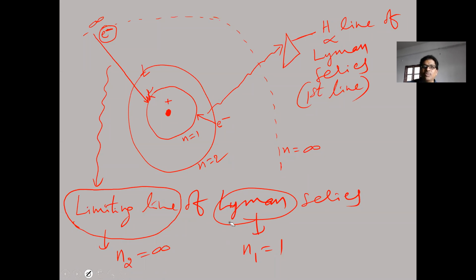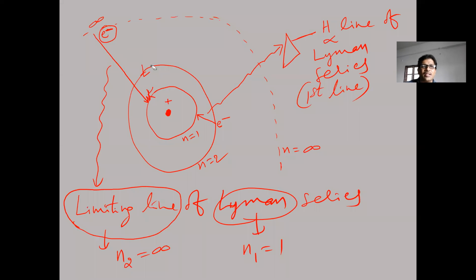Is that clear? Now, what we have to understand is that for the alpha line of the Lyman series and for the limiting line of the Lyman series, for which line will the wavelength be shortest, and for which will it be longest? We have to identify. One line has the longest wavelength, one line has the shortest wavelength. So this one we have to understand.